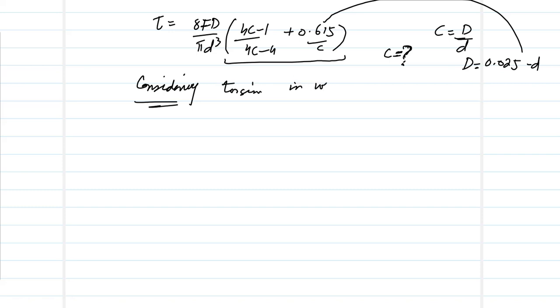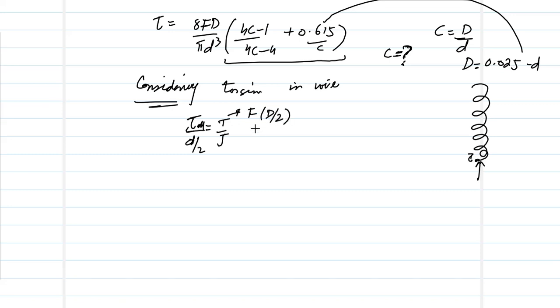So the other way of doing it is considering torsion in the wire. As we are doing in the theory, there is a central load and there is a torsion in the spring wire, and the torsion is tau over r equals T over J. If you remember, this tau is tau allowable of the spring material, r is the radius of the wire, T is the torque experienced by the wire, which is F into mean diameter divided by 2. Clear? And J is pi by 32 D to the power 4.